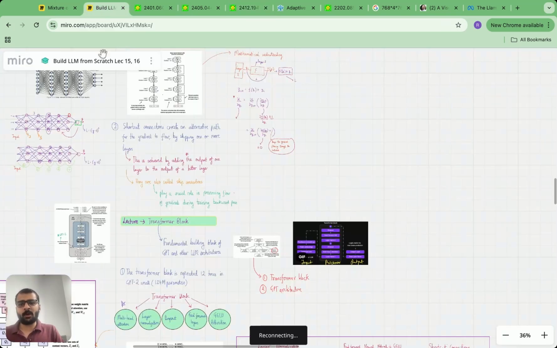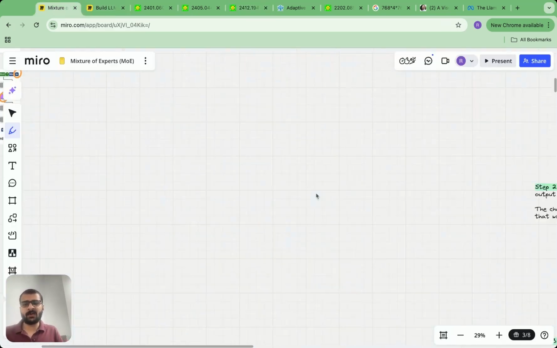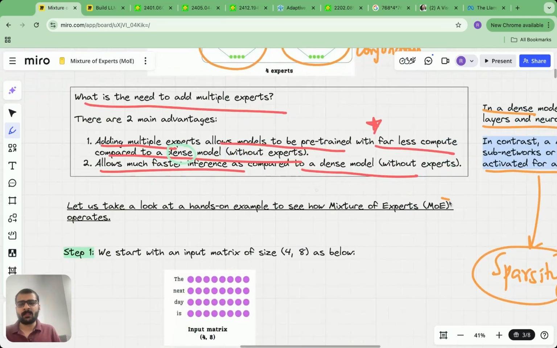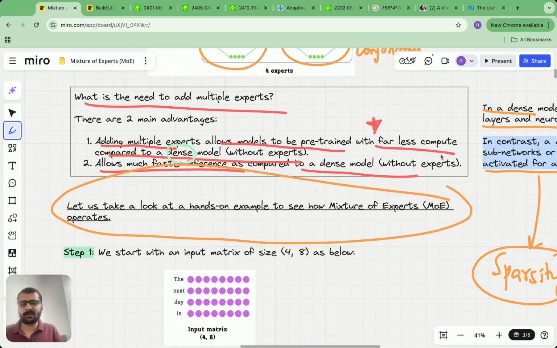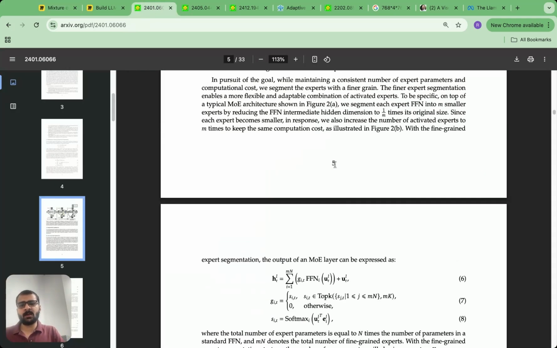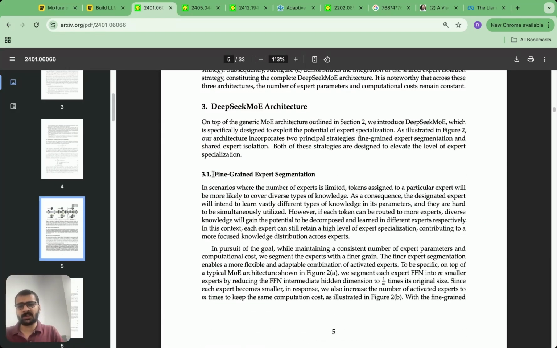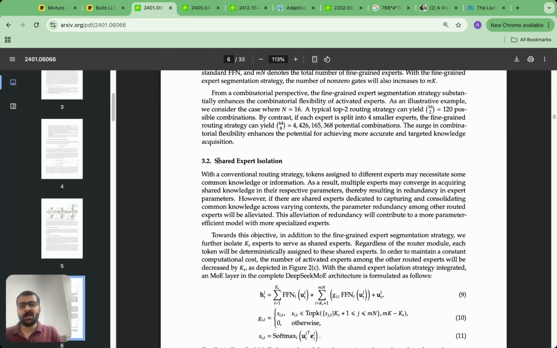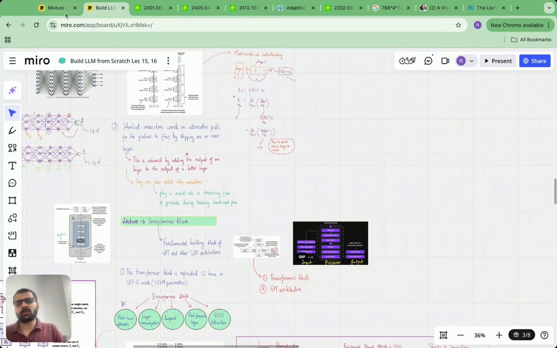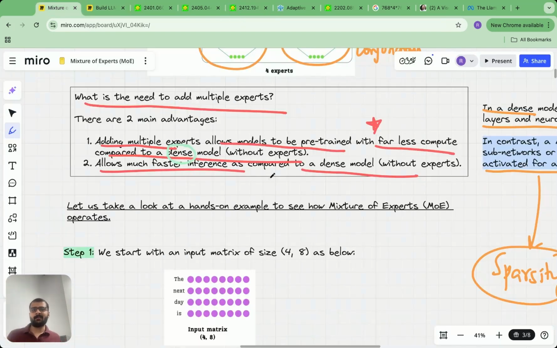So in the next couple of lectures, we are going to dive deep into the mathematics of how mixture of experts actually operate. So we are going to see traditional mixture of experts first. Then we are going to see the innovations which DeepSeek introduced, such as fine-grained expert segmentation. We are going to see what shared expert isolation means, and then we are also going to see what loss-free load balancing is. So this is the whole plan for understanding mixture of experts.